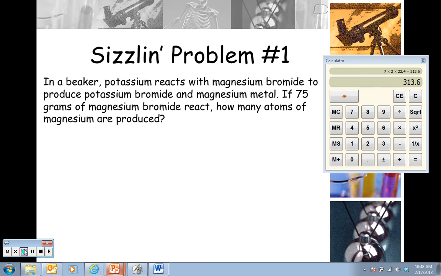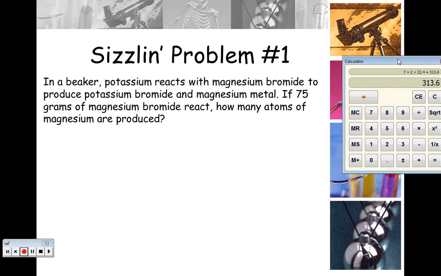It says, if in a beaker, potassium reacts with magnesium bromide to produce potassium bromide and magnesium metal. If 75 grams of magnesium bromide reacts, how many atoms of magnesium are produced? So let me walk you through first, what do I do? Put 75. I need to put what I have, the given. I need to write my reaction out.